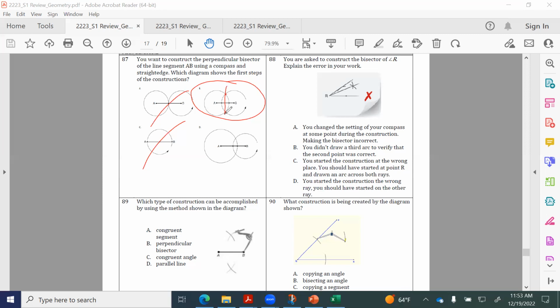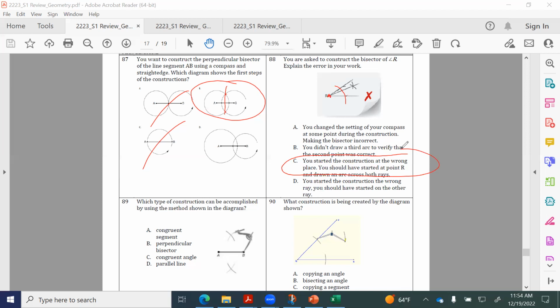On 88, you are asked to construct the bisector of angle R. Explain the error in your work. Looking at this, it looks like we have a point over here, an arc over here, and it looks like these two arcs came from those 2 points. Where are you supposed to draw that first arc from? So the first arc is supposed to start from your vertex, and it should be an arc going this way. Here, they started from over here and did an arc this way. So you started the construction in the wrong place; you should start at point R. So C is the answer.